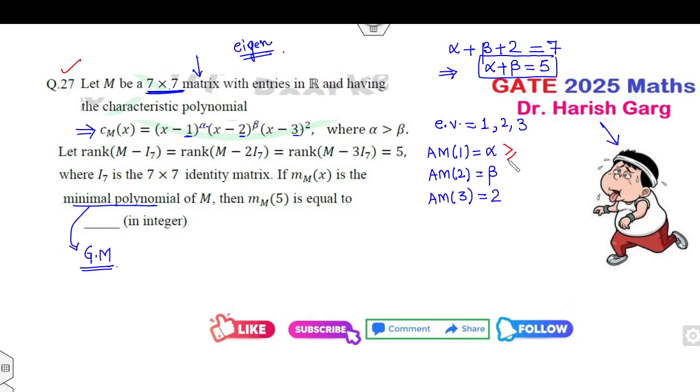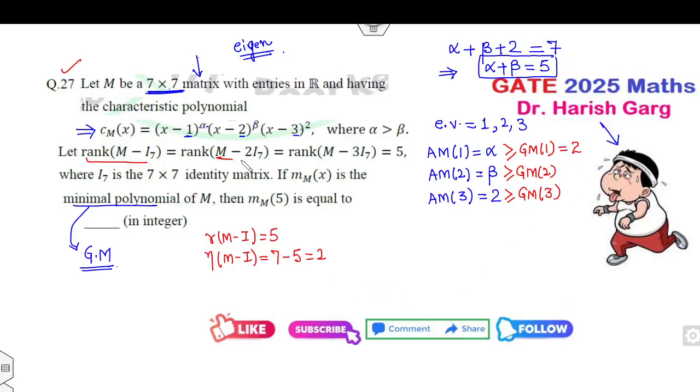Fine. Algebraic multiplicity is always greater than or equal to geometric multiplicity. Now how can you find the geometric multiplicity? Geometric multiplicity is nothing but the nullity. You can see the rank for eigenvalue 1 is 5. So what is the nullity? By using the rank-nullity theorem, 7 minus 5 is 2. So the geometric multiplicity is 2. Similarly, the geometric multiplicity of 2 is also 2. The geometric multiplicity of eigenvalue 3 is also 2.